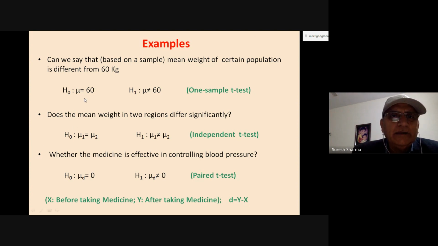So here we test the hypothesis mu is equal to something. Here we test mu1 is equal to mu2. Here we test mu d. Mu d stands for differences in before and after. That's why I write mu d is equal to 0. So if I accept the hypothesis, medicine is not effective. I should reject this hypothesis so that medicine becomes effective. So hopefully these t-tests are clear.